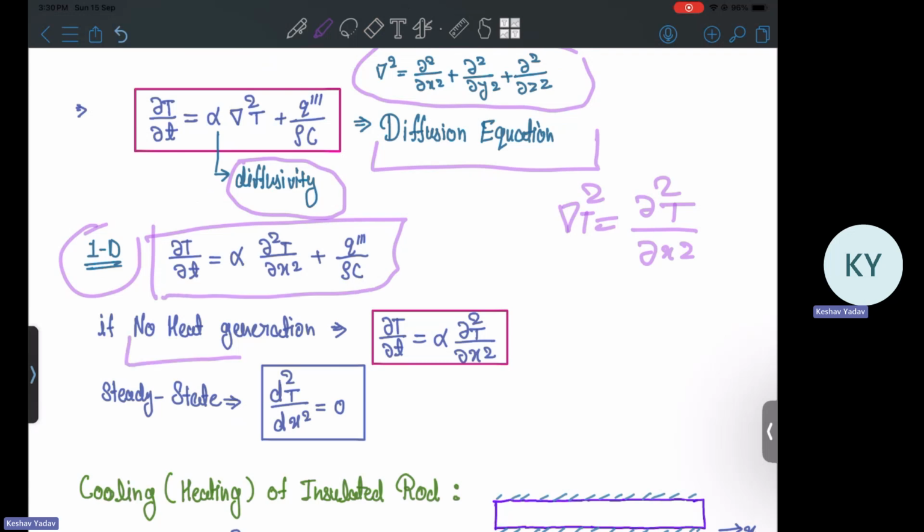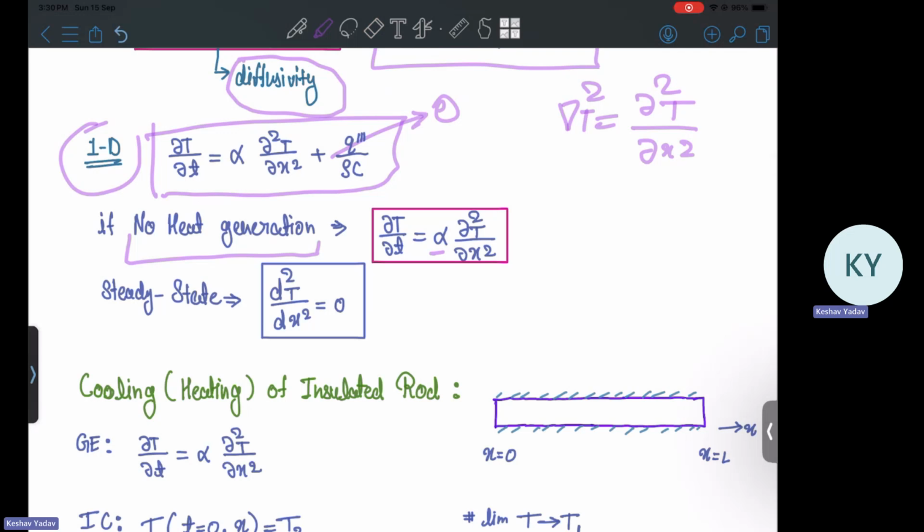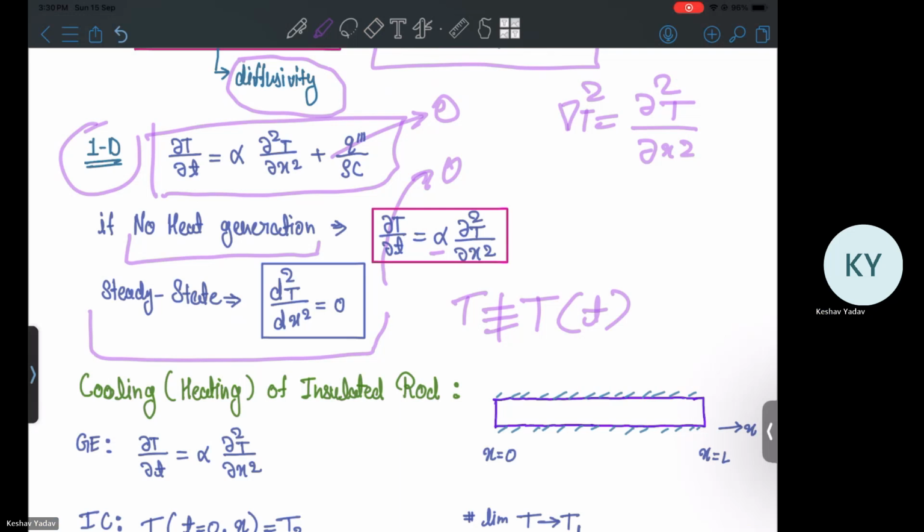And suppose we assume no heat generation, which means what? This Q triple prime will go to 0, then it will lead to del T upon del t equal to alpha del 2T upon del x square. Okay. And if this is a steady state, it means what? T will not be a function of time. So this derivative will go to 0. In that case, it will lead to d2T upon dx square equal to 0. Since T is only a function of x, the partial derivative has been converted into a total derivative. Okay.